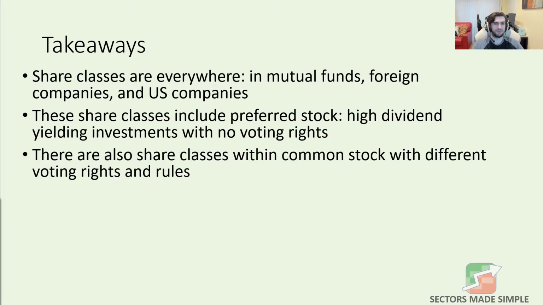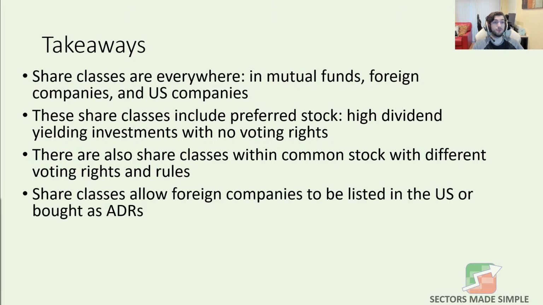Now, within share classes, we also have common stock, where these will have different voting rights and rules, like, for example, Berkshire Hathaway, where their voting rights are the same for both groups. A class has a little bit more voting rights than B class, but it doesn't matter because the reason A is so much more expensive than B is A never splits, B does.